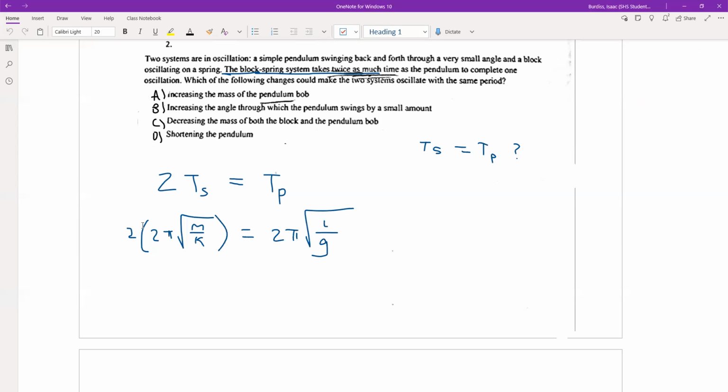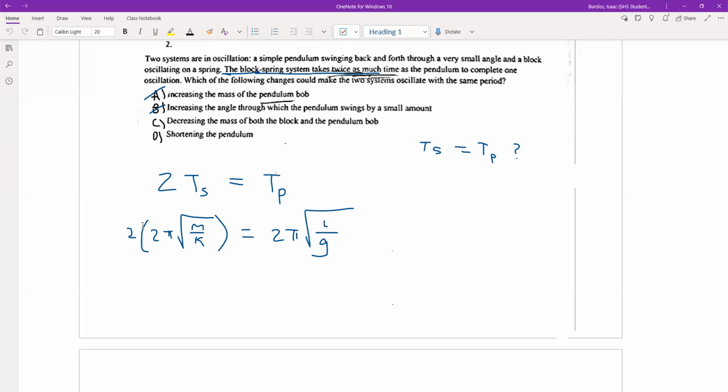So increasing the mass of the pendulum bob. Well, that's not going to do anything because m is not in this equation. So we can cross out A. What about B? Increasing the angle to which the pendulum swings. There's no angle in the equation, so it's not that.